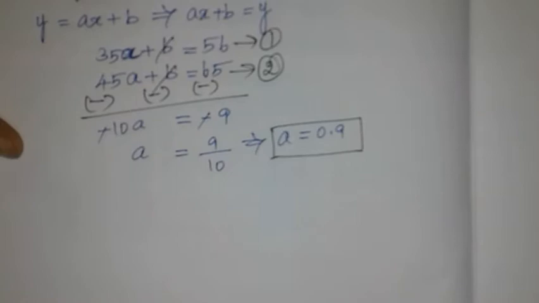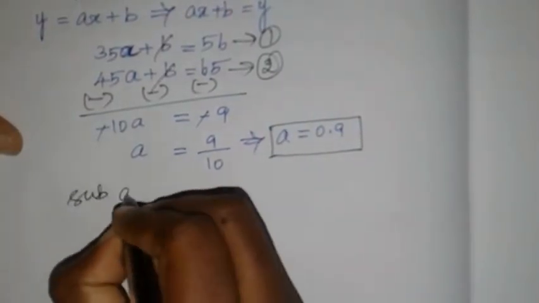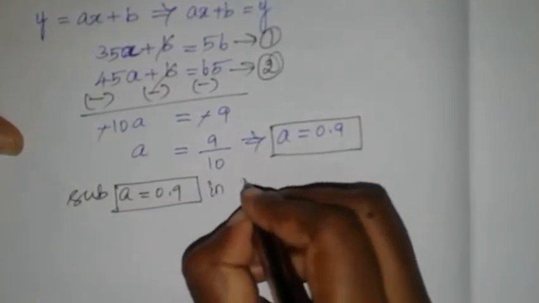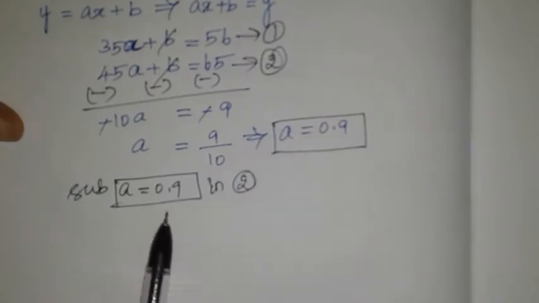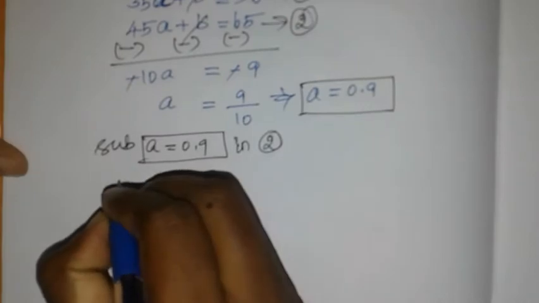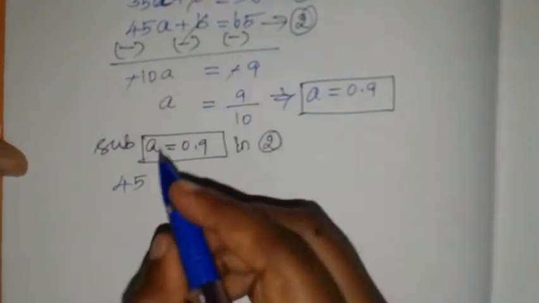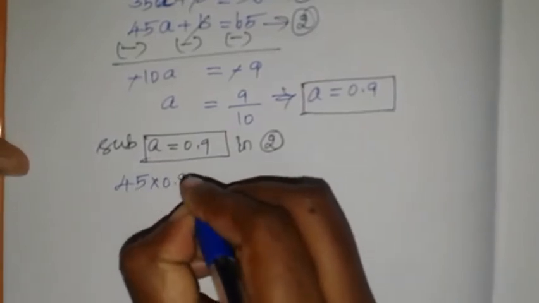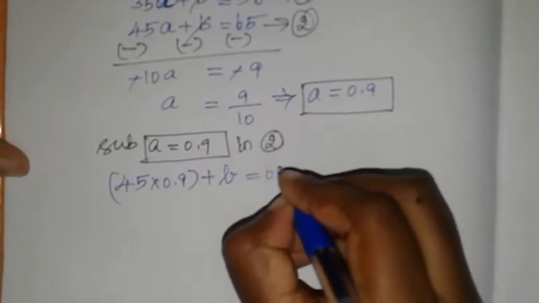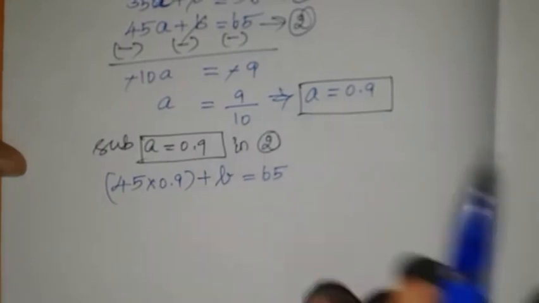And what is required? The b value is also required. In order to find the b value, substituting a is equal to 0.9 in the second equation. In any one of the equations, here I have considered the second equation. In the place of a, 45 into 0.9 plus b, which is equal to 65. Okay, in the place of a, replacing it with 0.9.